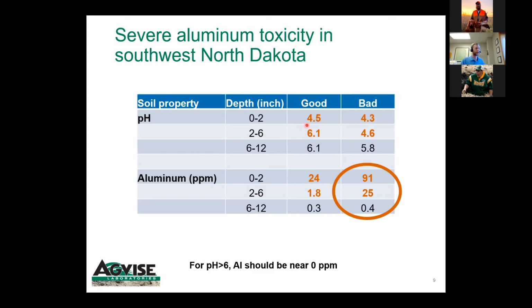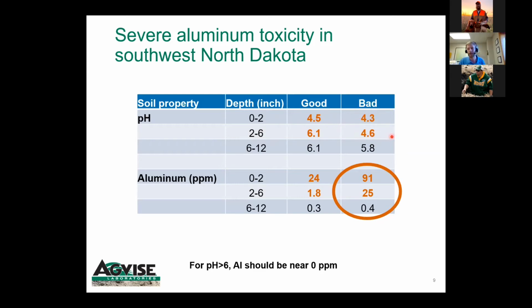And between the good and the bad areas, the topsoil had pHs of 4.5 and 4.3. This is screaming low pH. And when he broke that soil sample up farther into the 2 to 6 inch depth, also found that 2 to 6 inch depth was very acidic as well. So that entire root system was very, very low.